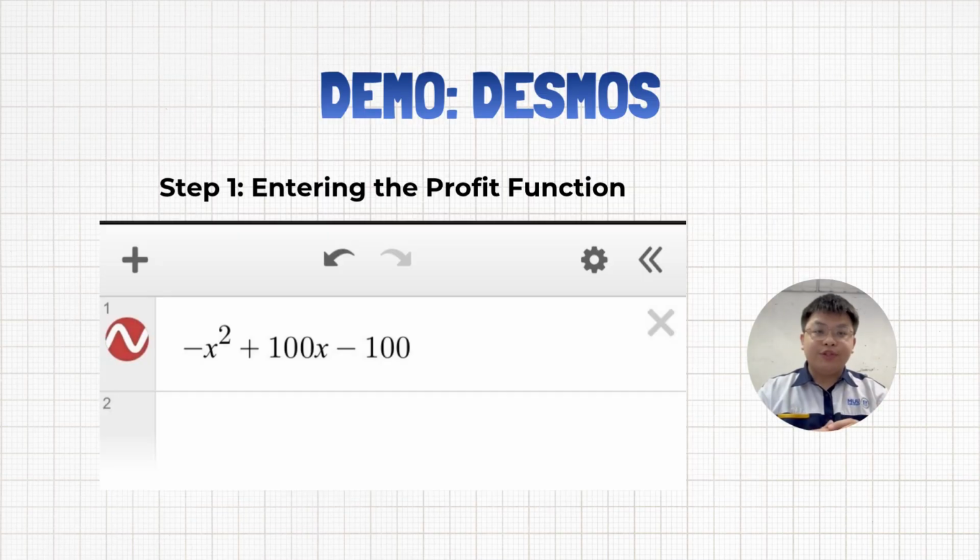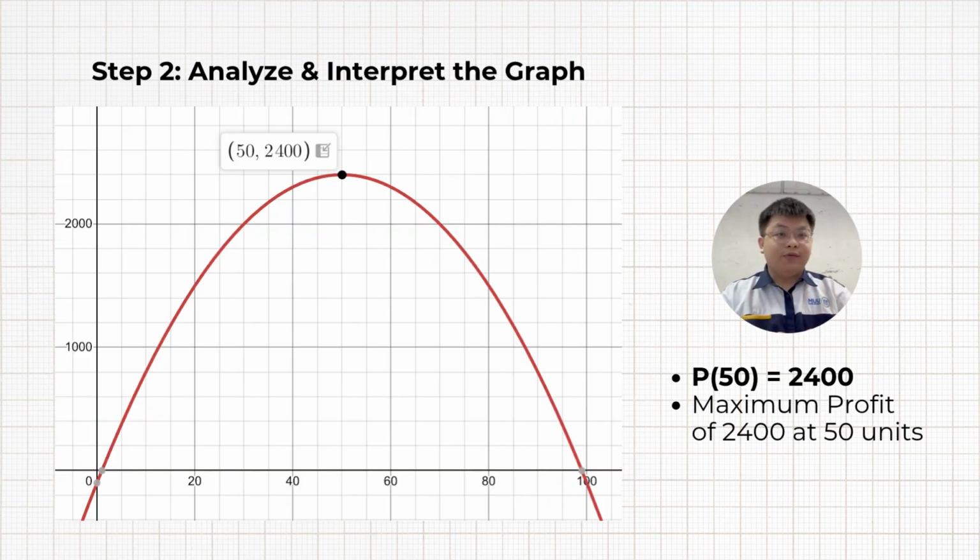For the next method, which is Desmos graphing, first of all, we will insert the profit formula into the function. And once the formula is inserted, Desmos will create a graph according to the formula. In this formula, the profit graph is produced according to the units produced. And once it hits the maximum profit, it will display a curve that is frowning. So at the point of 50 units sold, that is the maximum profit, which is 2,400.